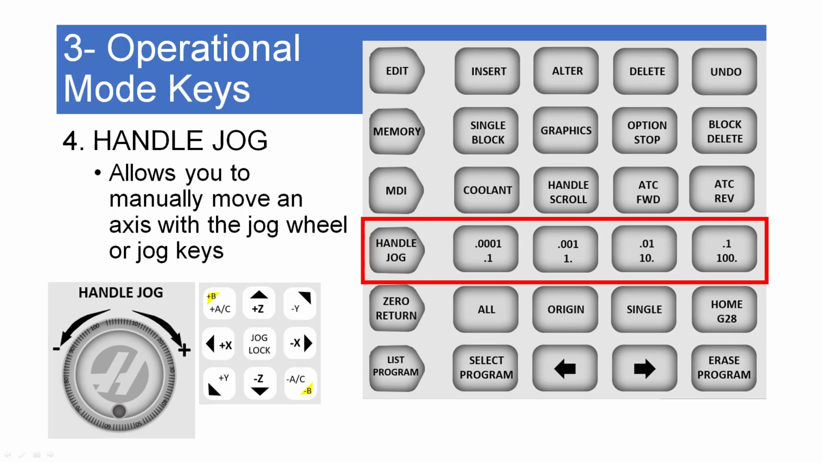Jogging refers to the manual moving of a machine component. On both the mill and the lathe, you'll use the jog function for setup and maintenance daily. The handle jog mode allows you to manually move an axis by using either the jog keys or the jog wheel. You'll use this function for virtually every machine setup. The keys on the right of the handle jog button set increments of movement representing 1 tick of the jog wheel.